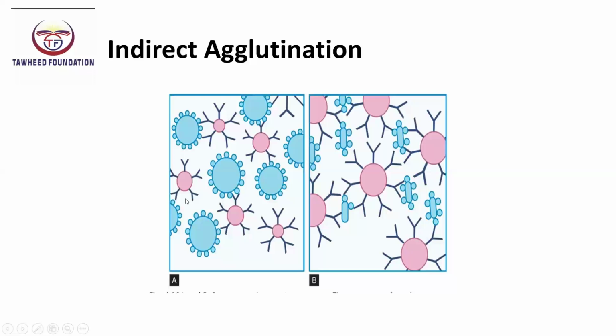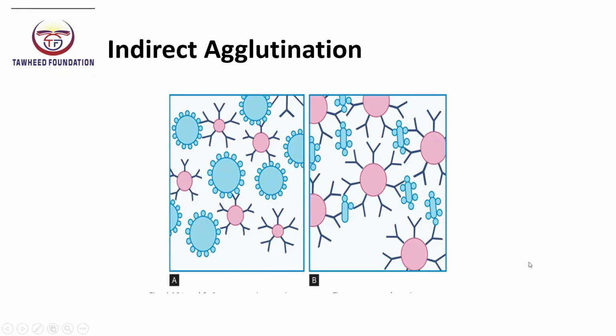So in figure A, here the latex particles are coated with specific antigens. As you can see, the surfaces of the spherical particles carry the antigen molecules, the circle ones. When this antigen-coated latex suspension is mixed with a serum sample containing specific antibodies like IgM antibodies, the antibodies bind to the antigen on the particle surfaces. So in short, latex beads are coated with antigen. If antibody is present, visible agglutination is seen. This is a positive result indicating the presence of antibody in the serum.